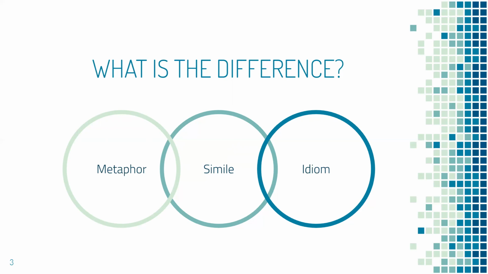Otherwise, they're decently similar. An idiom is just a common saying that people like to say. So people like to say it's raining cats and dogs. Well, it's not actually raining cats and dogs. It's just a figure of speech, a dialect figure of speech that people enjoy saying.